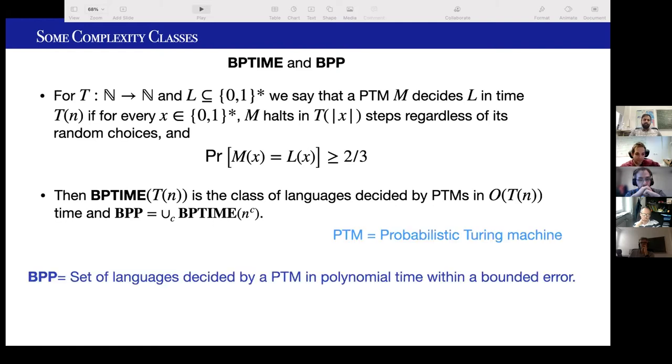In simple words, BPP is just the class of problems which can be decided by a probabilistic Turing machine in polynomial time with bounded error. So the name is bounded-error probabilistic polynomial time. This boundedness comes from this two-thirds factor, and this can be made as close to one as desired with amplification techniques. Two-thirds is simplest in the sense that it's a specific number rather than saying something like order one.